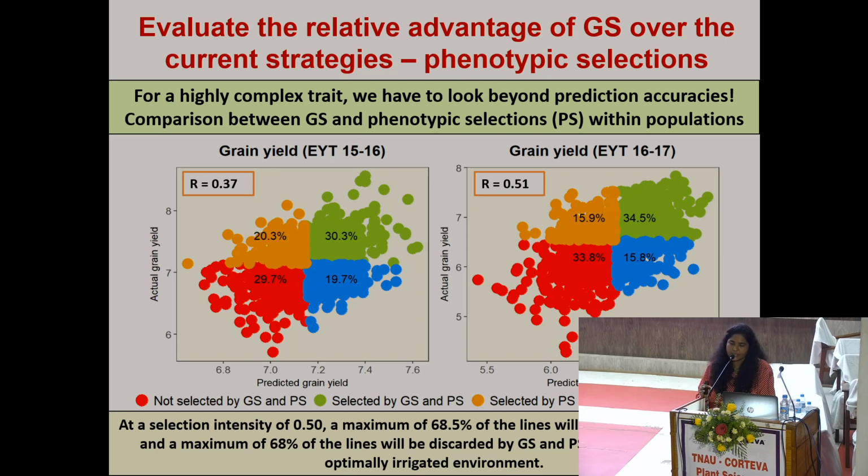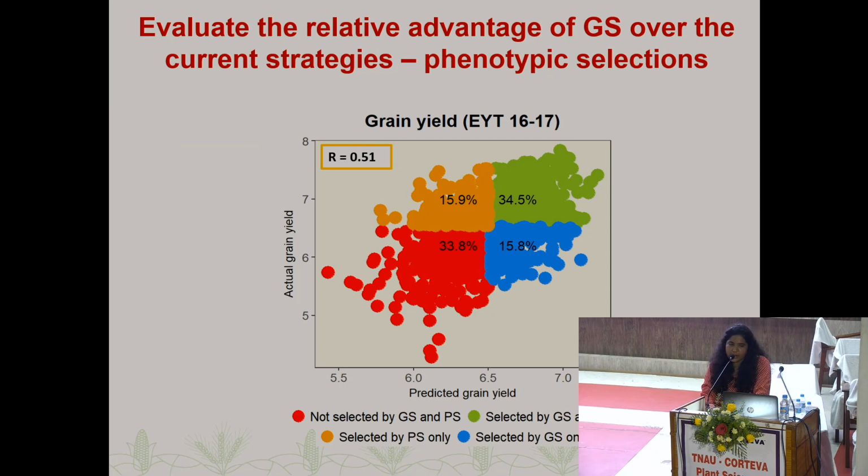So as you can see, there are always lines that phenotypic selection will select, but genomic selection will not select. So there are differences between the two tools. You can use genomic selection to discard lines that are also discarded by phenotypic selection, but it's not very reliable to always select the top performers. And as you can see here, how well can we predict the top performers using genomic selection?